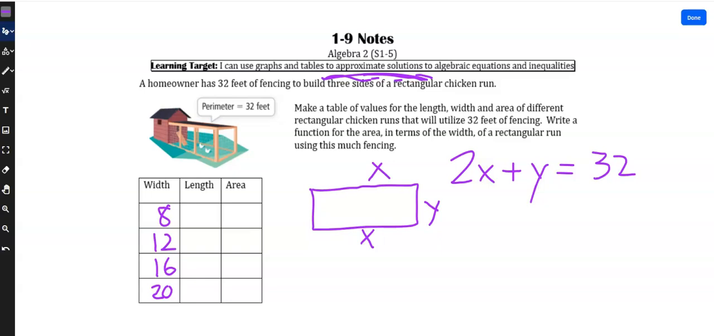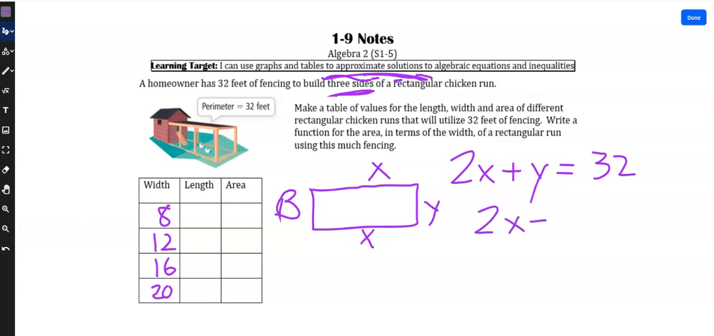So when you have a chicken run with 32 feet of fencing to build 3 sides, that's important, 3 sides of a rectangular chicken run. In other words, the building that it's up against does not need to be figured into it. I'll just use B for building because that side does not have any fencing along it. So the question is, if I pick some random widths, I can calculate the length by plugging it in.